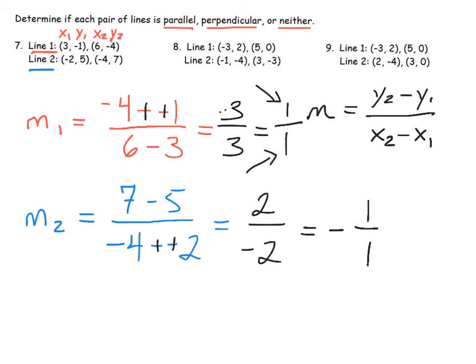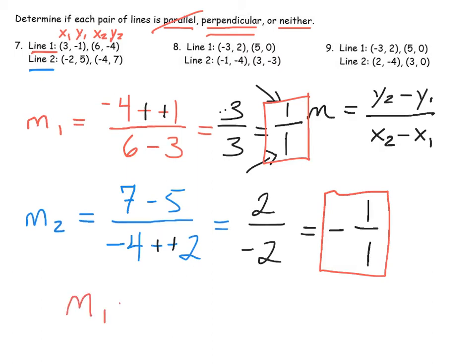So now that I've calculated both my slopes, now it's time to compare them. So we have positive 1 over 1, negative 1 over 1. In this case, they are definitely not parallel because they are not the same. So in order for them to be perpendicular, what I said is if I multiply these two slopes together, m1 times m2, am I going to get negative 1? All right, in this case, it does work out.